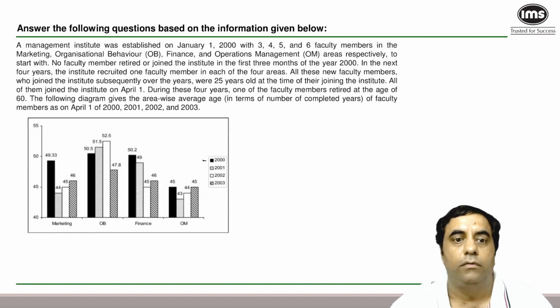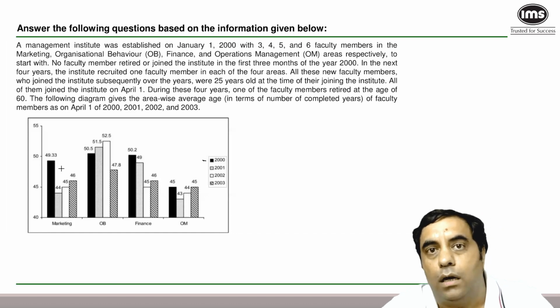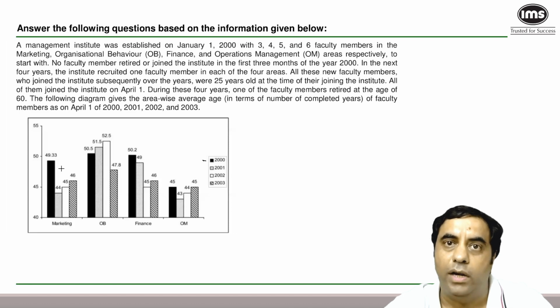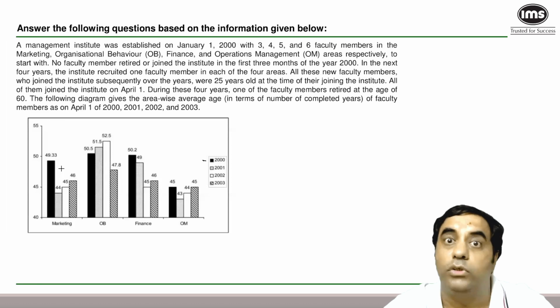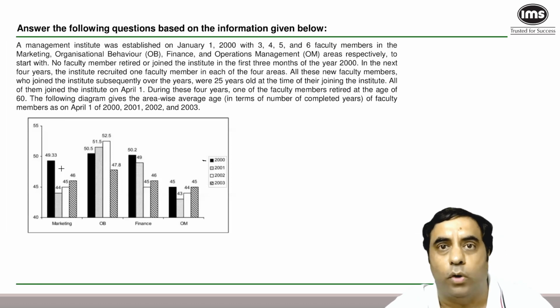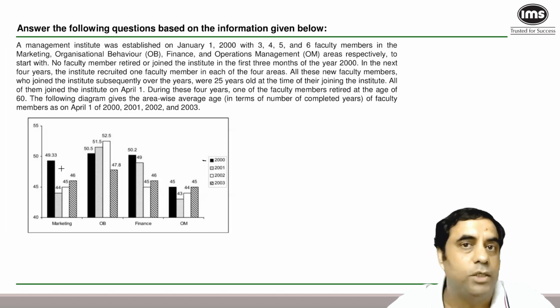Now, if you carefully observe for marketing, in 2000 the average was 49.33, then it dipped to 44. So that means either a person has retired or a new joinee has joined, and then there's a corresponding increase, 44, 45, 46. That means no changes there. So both things can also happen, that a person retires as well as a new joinee joins in. That is also one possibility. Similarly, for OB also, there is a shift from 52.5 in 2002 to an average of 41.5. Again, there is one dip.